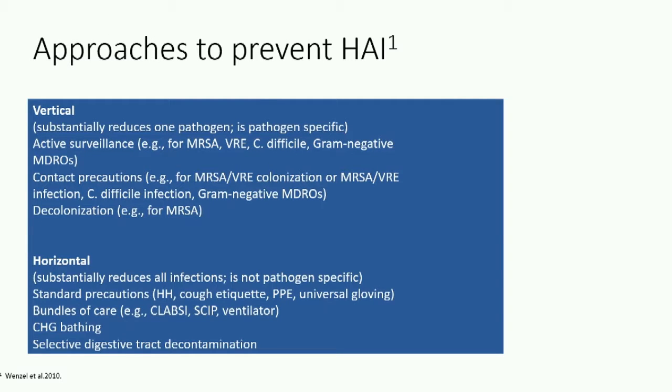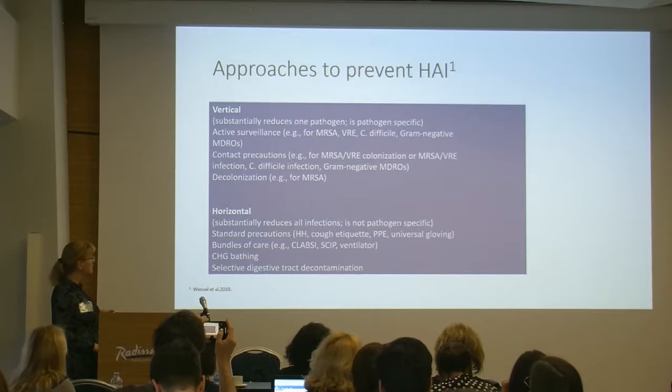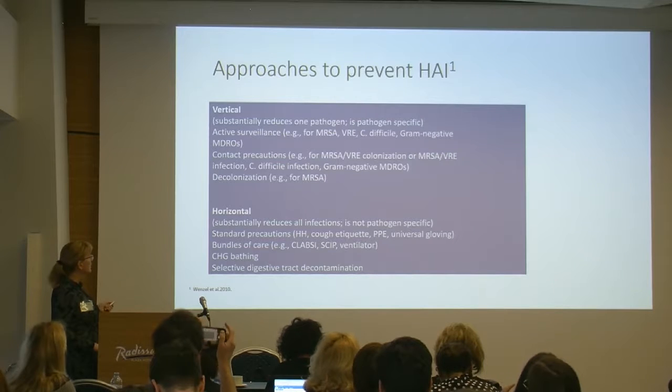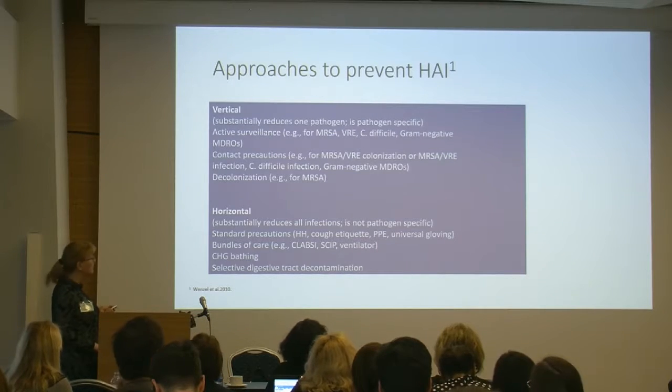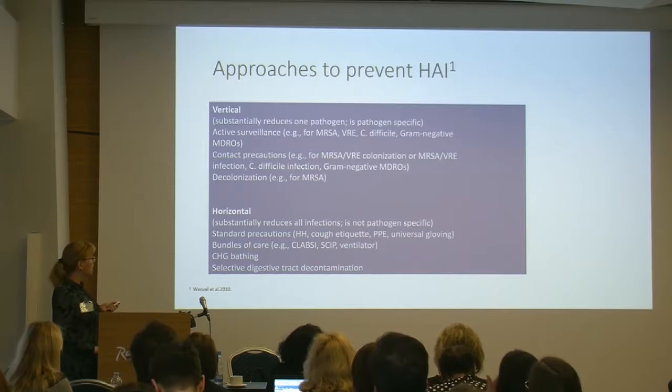So we have two different approaches. We have a vertical approach and a horizontal approach. I don't know what you use in your countries, perhaps you can tell me, but mostly we combine measures. In the vertical approach, we substantially reduce just one pathogen, and it is pathogen specific. So we have to do active surveillance for MDRs. We have to do contact precautions. We have decolonization available, mainly targeted for MRSA.